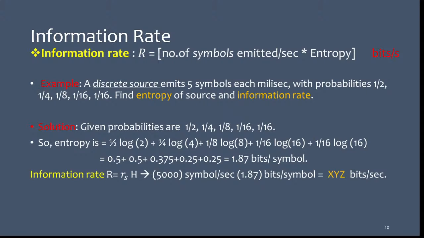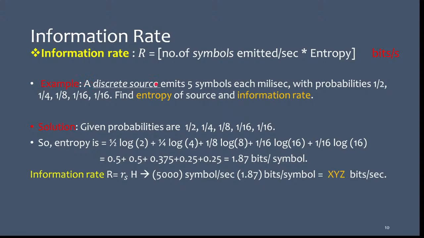Okay, now the next concept is information rate. So information rate R is nothing but the product of entropy and the rate at which the symbols are generated, or the number of symbols emitted per second. So many bits per second will be the information rate. So this is the rate of information of the source. So this is the entropy multiplied by the number of symbols emitted. You will see a quick example here.